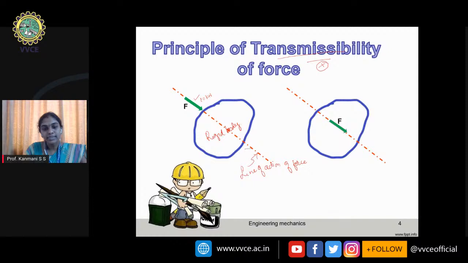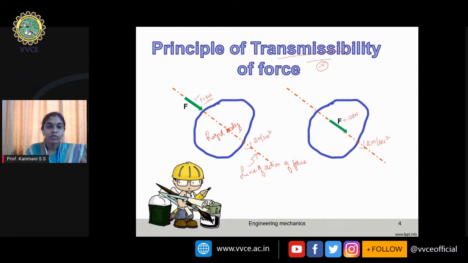It moves with an acceleration of say some 2 meter per second square. The same thing, if you remove this 10 kilonewton and apply somewhere in between the rigid body, and this is also equal to 10 kilonewton, the effect will not change. It will also create 2 meter per second square acceleration, because we have kept the force magnitude the same and we have applied it on its line of action of force on the rigid body. So this principle is called the principle of transmissibility of force.